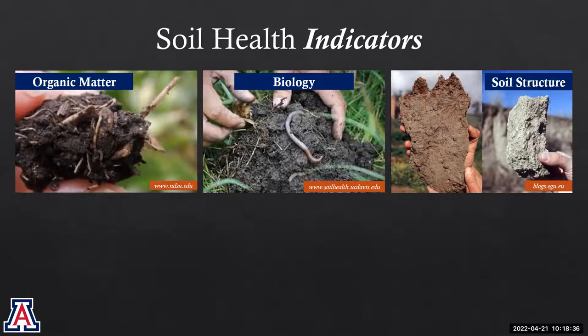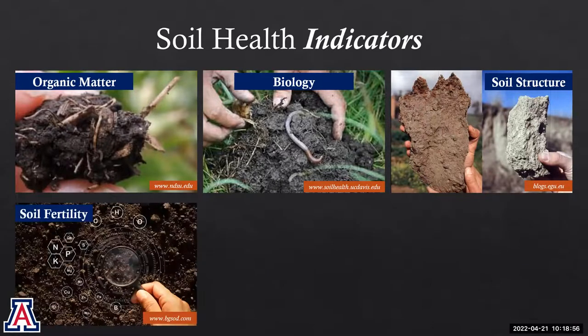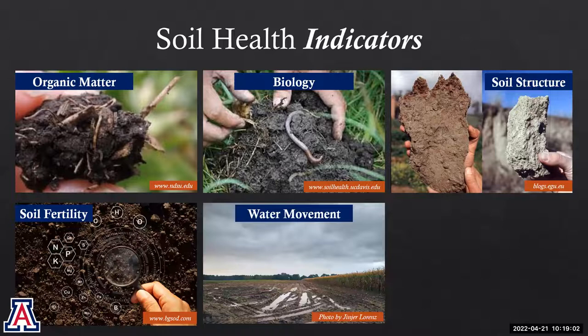You can measure compaction, you can measure water infiltration, you can measure how much water the soil can hold, what its capacity is. And you can also look at how many stable aggregates your soil has. Things like that. So soil physical structure is also part of good soil health. For fertility, definitely no need to explain. You need your soils to provide nutrients to your crop.